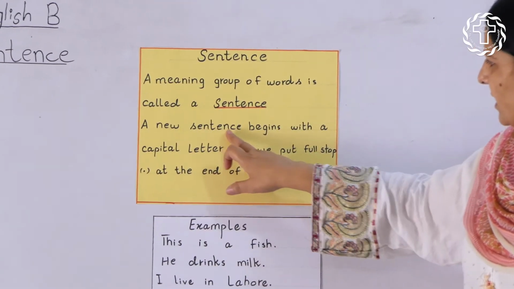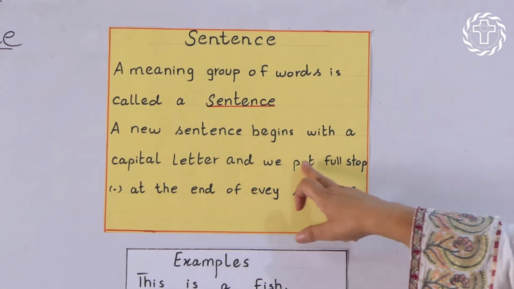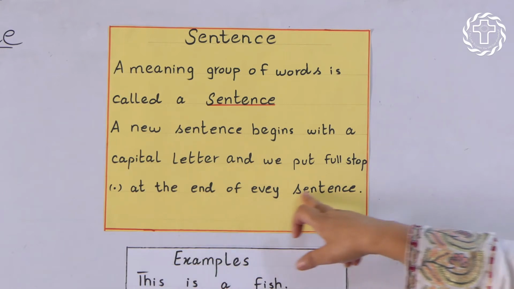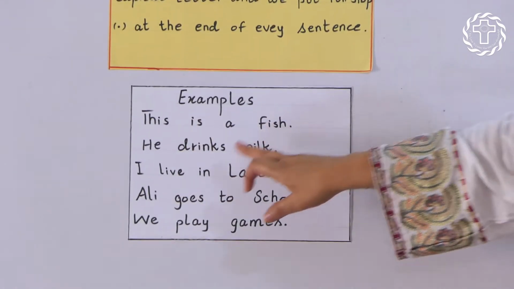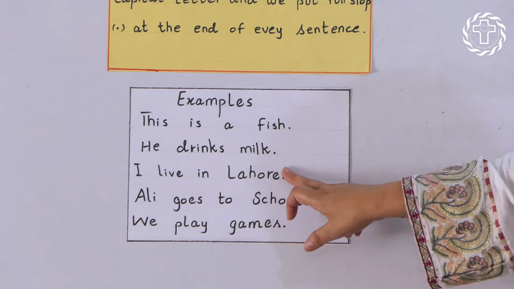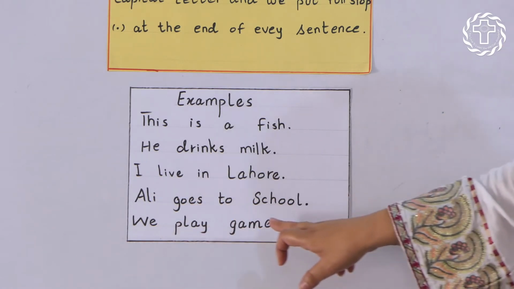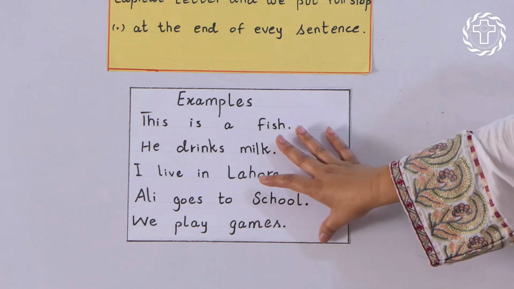A new sentence begins with a capital letter and we put a full stop at the end of every sentence. These are the examples. This is a fish. He drinks milk. I live in Lahore. Ali goes to school. We play games. These are the examples of a sentence.